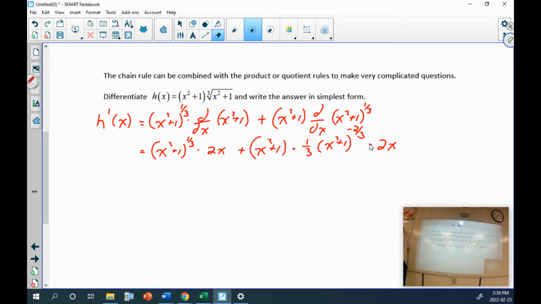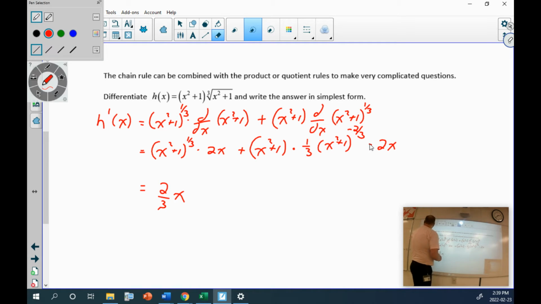Okay, so that would be the majority of remarks for this. What do you see that's common right now that I could use to simplify this? 2x. I'm going to take out a 2x, actually I'm going to take out a 2/3 x, right? Because I don't like that fraction there. Is there anything else that I could take out as a common factor?